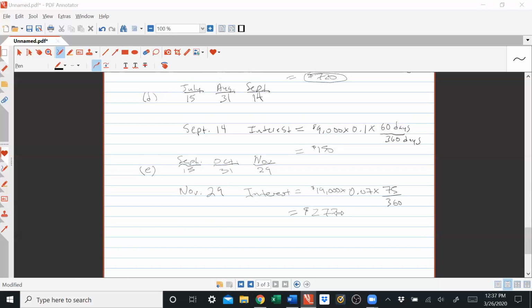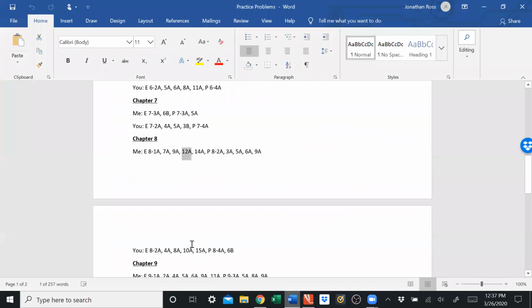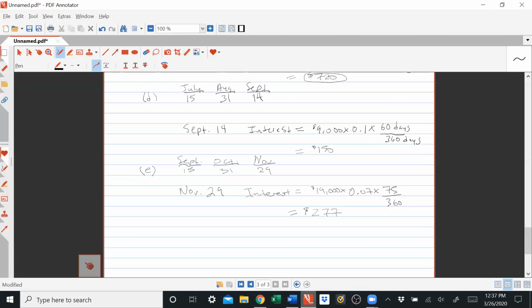Any questions on this exercise? Exercise 8, 12A. All right, no one has a question. So moving along, let's do 14A. This is the next one we'll do. I don't think we'll get through all of these, but we'll get through as many as we can.